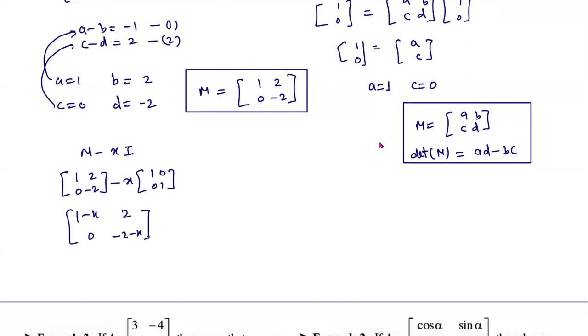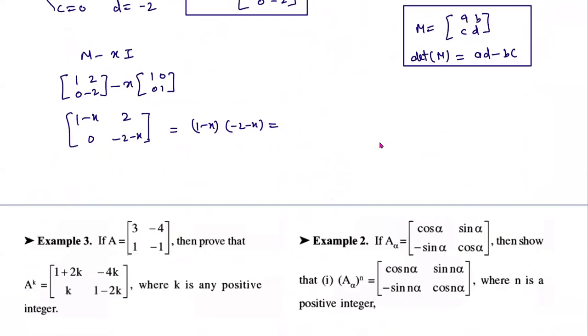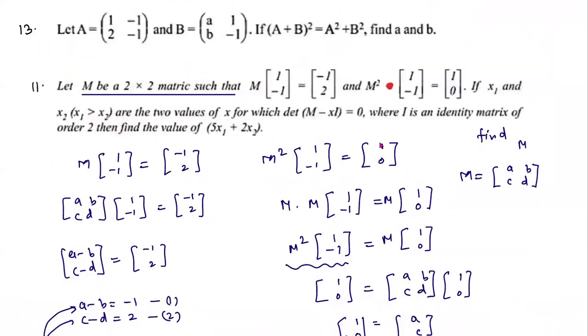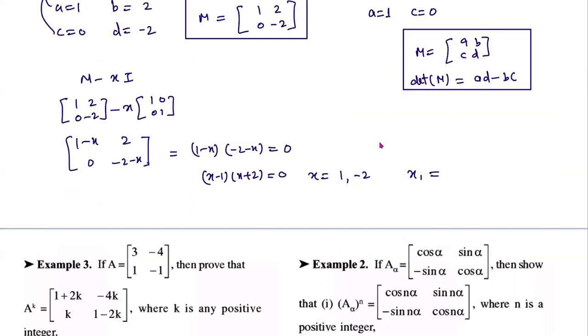Now, what is the determinant of this? 1 minus x into minus 2 minus x. That determinant they gave is 0. So, what is the condition we have? x minus 1 into x plus 2 is 0. Now, what is x? 1 and minus 2. What is x1? X1 is greater than X2, they gave, no? What is X1? 1. And what is X2? Minus 2. Can we have the concept or not?